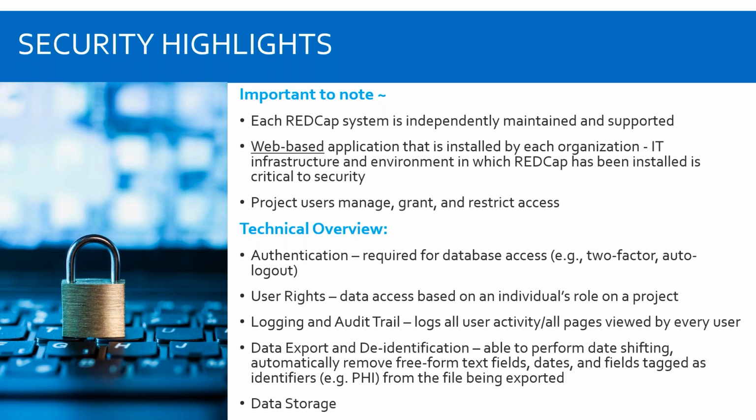There are user rights, as I mentioned, where data access is based on an individual's role on the project and how you set their privileges. Logging an audit trail, where it logs all user activity, everything that happens in there from a user perspective, every page that's viewed by every user. There is a log about all of that. It has data export and data identification automation where, for example, you can do date shifting. It will automatically remove any free-form text fields, dates, or fields that you've tagged as identifiers. So, for example, PHI, it'll automatically strip all of that from the files being exported if you choose that option. And it has features related to data storage as well.